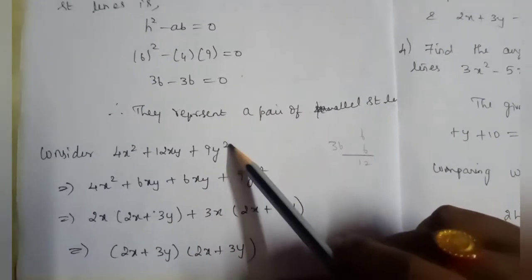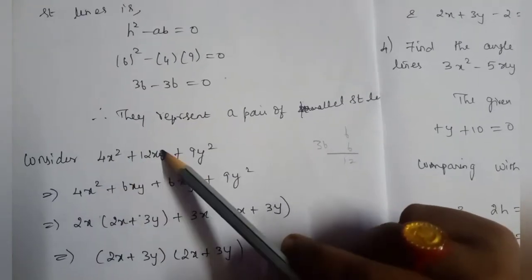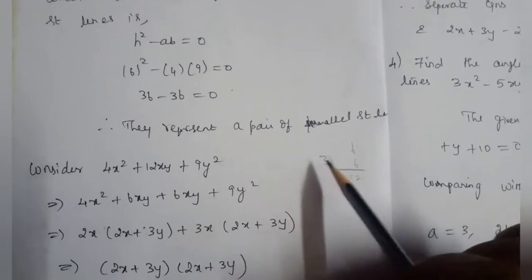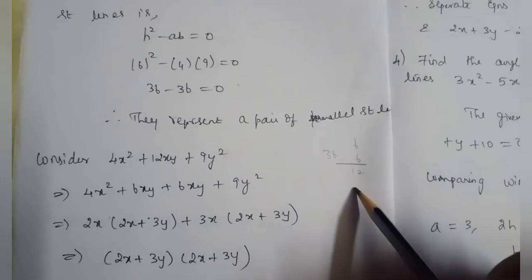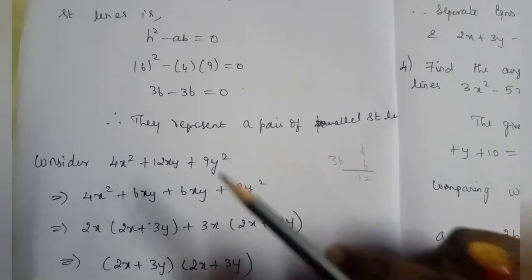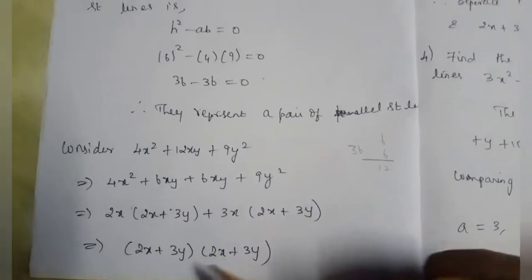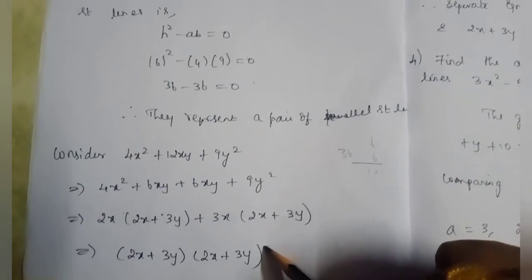Now consider this equation for the separate lines. For the first 3 expressions, that is 4x square, 12xy plus 9y square, what is the product here? 36 and sum is 12. So I am getting it to be 2x plus 3y, 2x plus 3y. In the previous sum, we had different equations. Here we are having the same thing. Can you see? This is also 2x plus 3y.